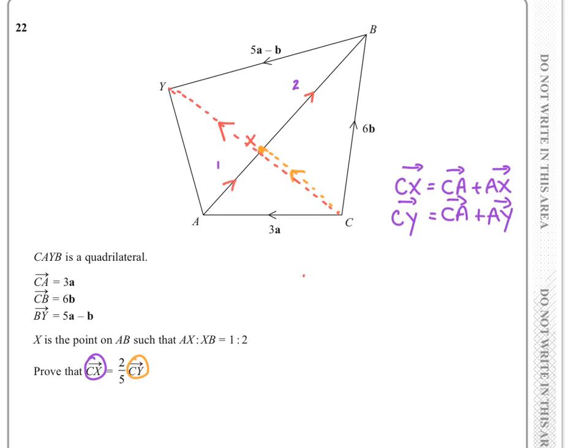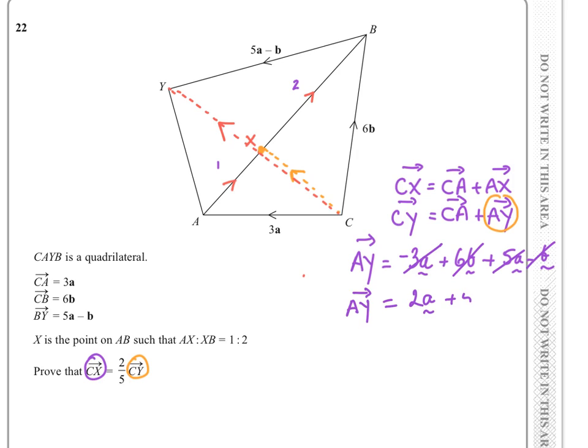Like so. Now one thing I can see is that A to Y can be found. Now A to Y would be the same as A to C plus C to B plus B to Y, and we can write that out, and we can have minus 3A because it's going in the opposite direction, and we'll underline that. We can't write it in bold, plus 6B plus 5A minus B. Okay, so I've really just done that journey from there to there to there. It's the same as going from there to there. I can now simplify this, and I'll have minus 3A plus 5A is 2A, 6B minus B is 5B.